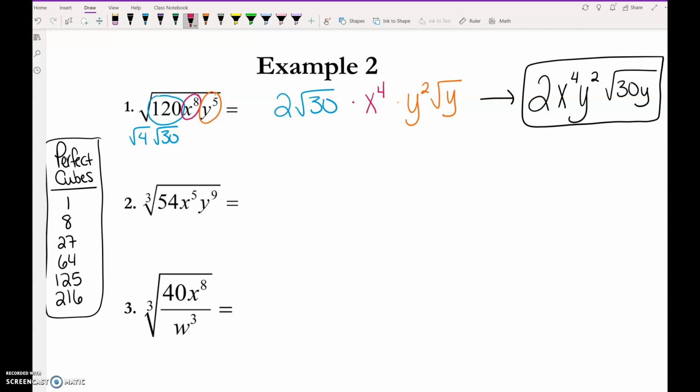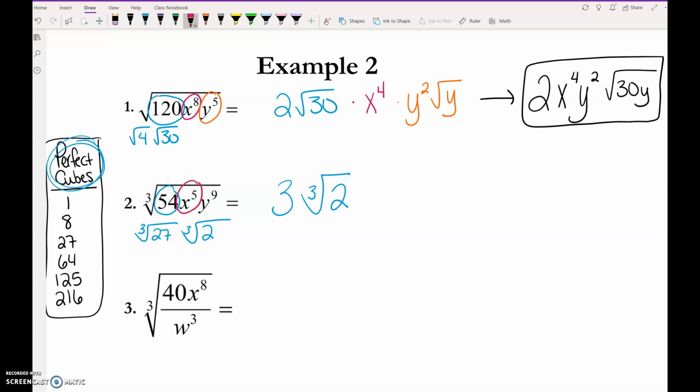All right, so the cube root of 54. We want to split this into the cube root of something from this chart times the cube root of something else. 27 times 2. 27 is the third number down, so the cube root of 27 is 3. We have 3 times the cube root of 2.